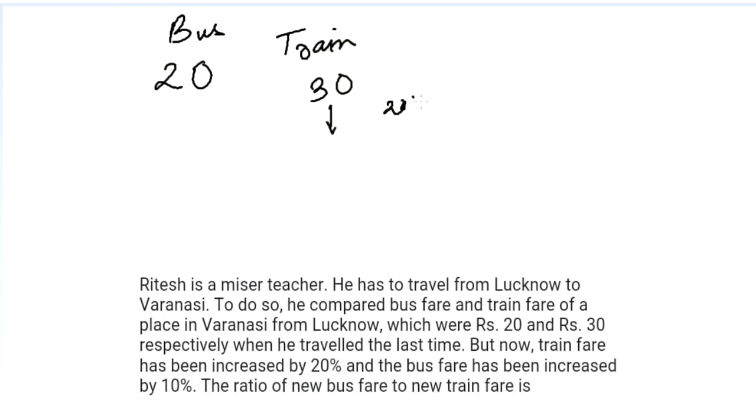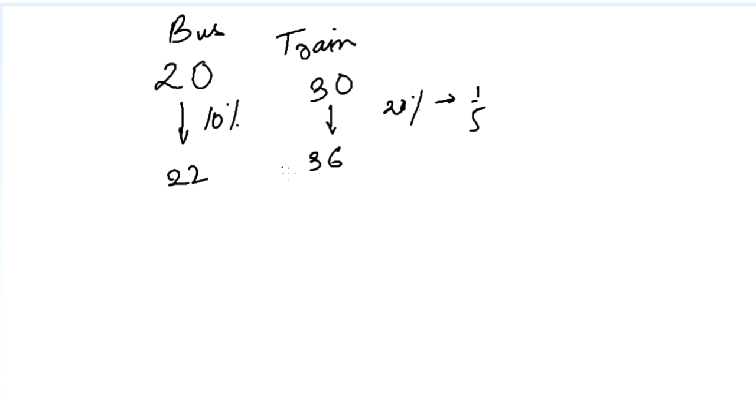20% is how much? 1 by 5, right? So 1 by 5 of 30 is 6, so 36. And then how much is increased here? Here 10% is increased. 10% of 20 will be just 2, so 22. So the ratio of the new bus fare to train fare, cut it by 2, is 11 is to 18. That is the answer.